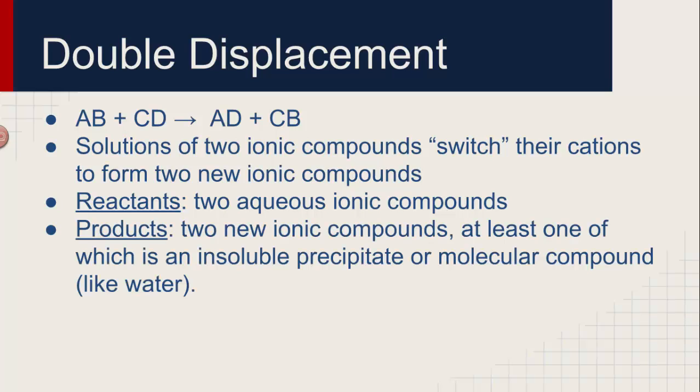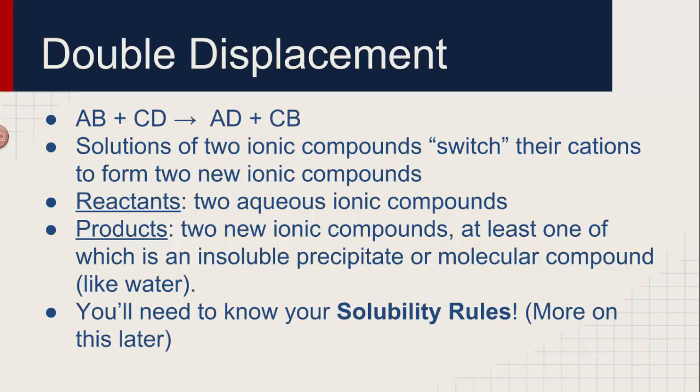Well, two new compounds. At least one of them has to be a solid, an insoluble precipitate, or a molecular compound like water or a gas. Okay? That's the requirement. So for a double displacement reaction to occur, one of the two products that you form has to either be a precipitate or a molecular compound. How are we going to figure that out? Well, we'll have to look at some solubility rules that will help us figure that out.